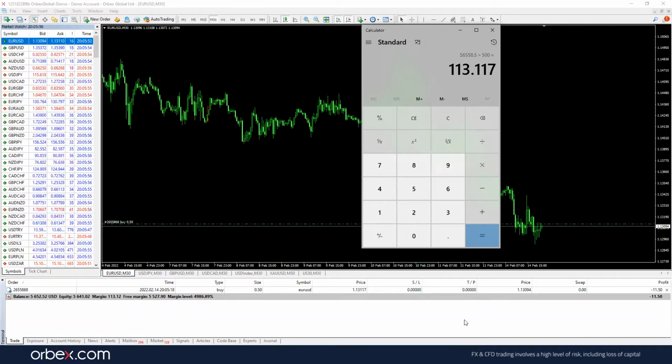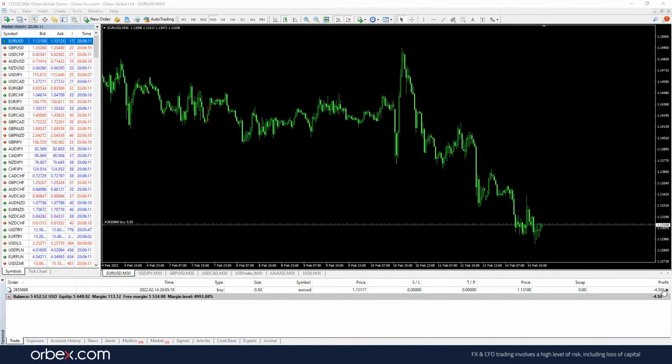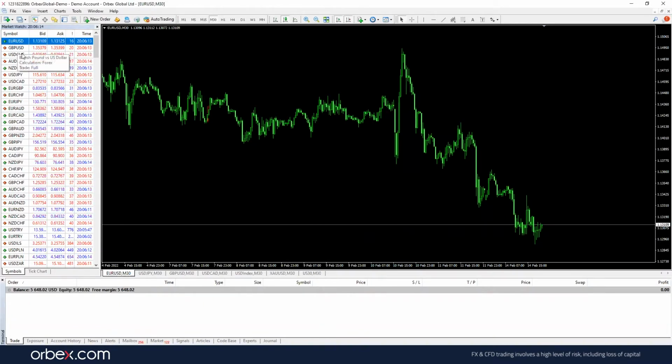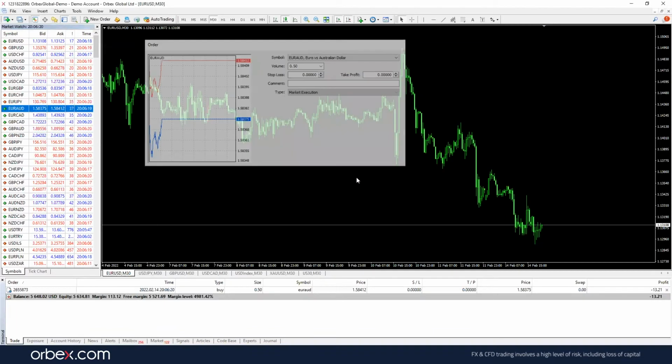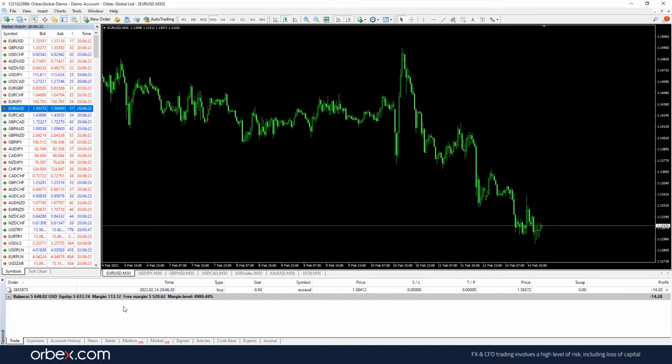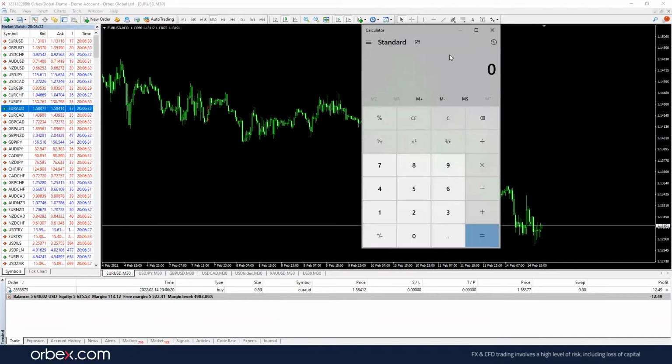But the margin itself is determined by the quote price most of the time, which we'll look at shortly. But I just want to touch upon the fact that if we are opening, let's say, for example, let's just take a random one, Euro Aussie, and we want to open 0.5 lots, then again, the margin is 113.2 because we've got, let's just check, 1.58412 times the 50,000 and then divided by 500.